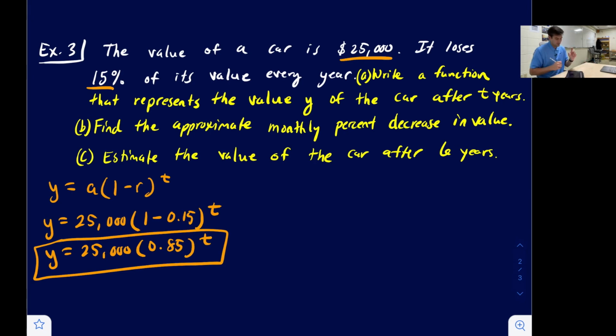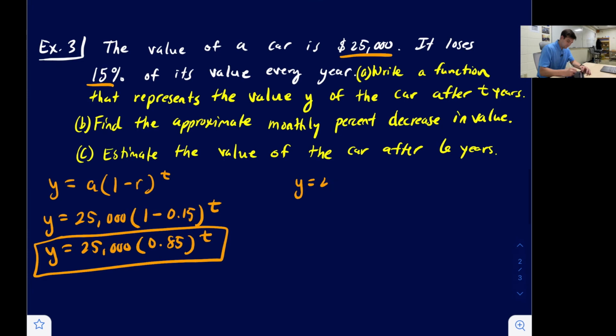So now they want us to find the approximate monthly percent decrease in value. Okay, so let's take our same equation, 25,000 times 0.85 to the t power. Monthly means we want to separate that into 12 equal parts. So we're going to say y equals 25,000 times 0.85, and now we want to change basically t to 12t, but we can't change the value of the exponent of t, so now we need to add in an exponent of 1 over 12, and then we can add in 12t, right? Because if I multiply those two together, I'm going to get 12t over 12, which is just t.